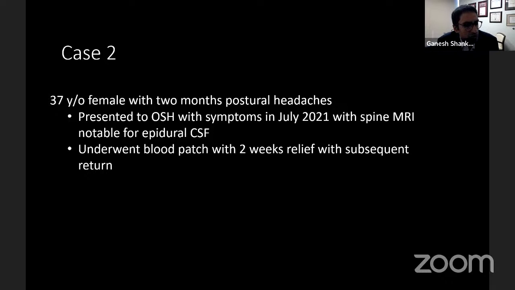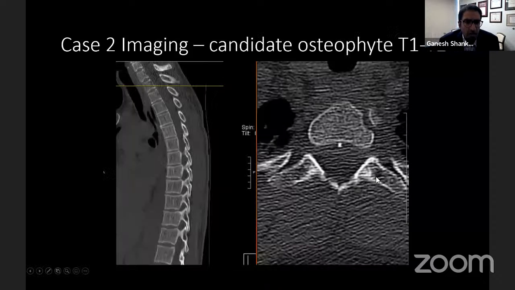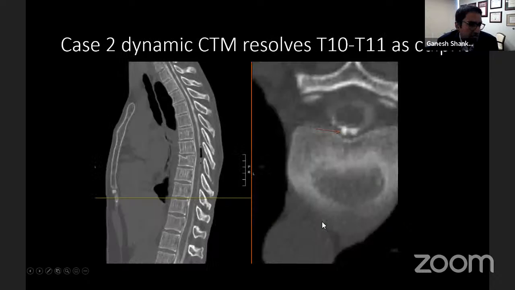She underwent a blood patch with 2 weeks of relief and then subsequent return of symptoms. And again, we see a very similar pattern of ventral epidural CSF collection in the cervical spine with a dorsal CSF collection in the thoracic spine. There were 2 putative candidates in terms of disc osteophytes. One was at T1, T2 with this sharp tooth-like appearance, as well as at T10, T11. But a dynamic CT myelogram resolved that the earliest contrast extravasation was occurring in T10, T11.